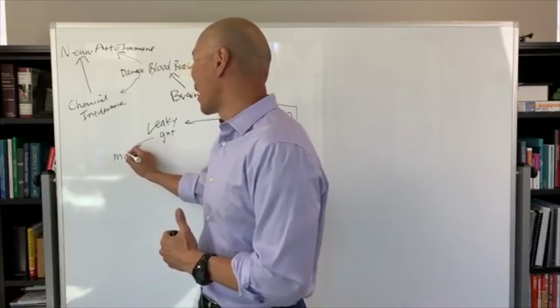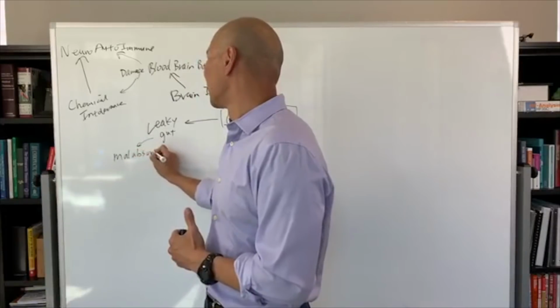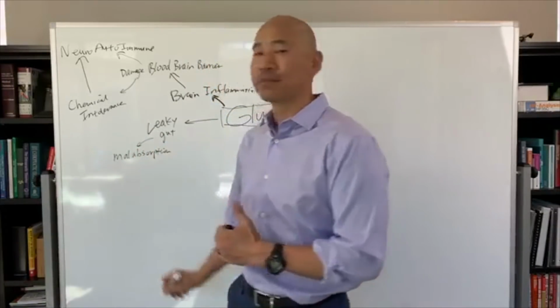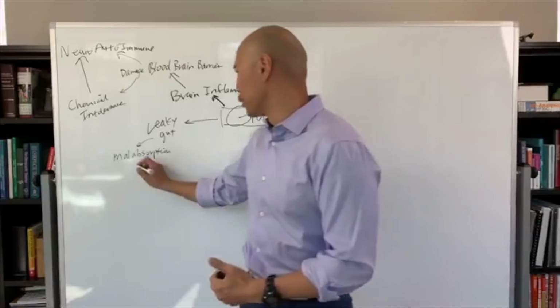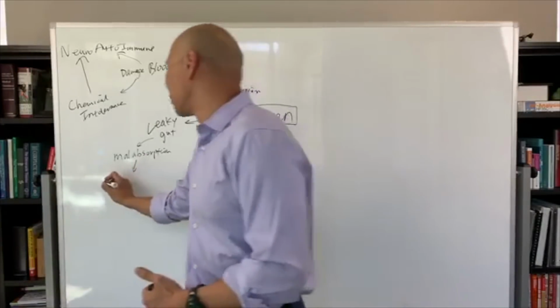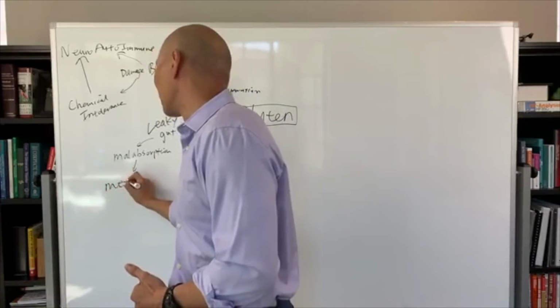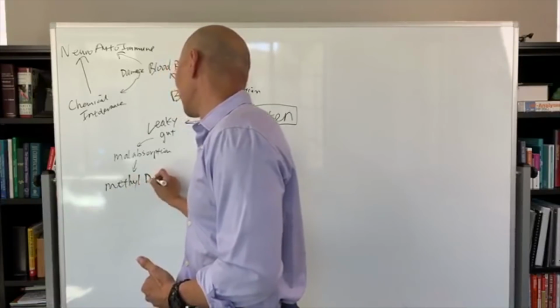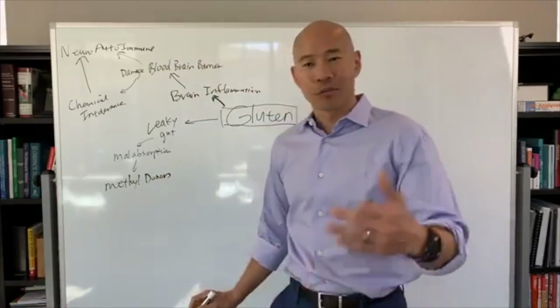And what happens when you have leaky gut, you get this problem with malabsorption. It's really a double whammy of malabsorption and inflammation. So you don't absorb nutrients very well. One of the things that you don't absorb well are called methyl donors. This might be a new topic that we have to do a future show on.